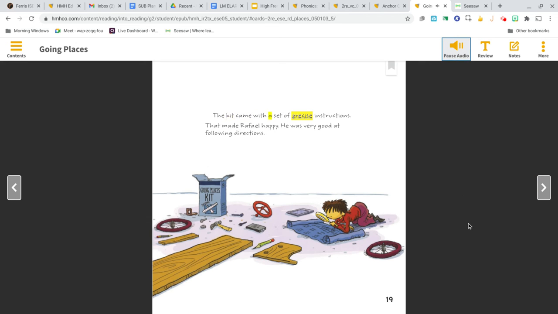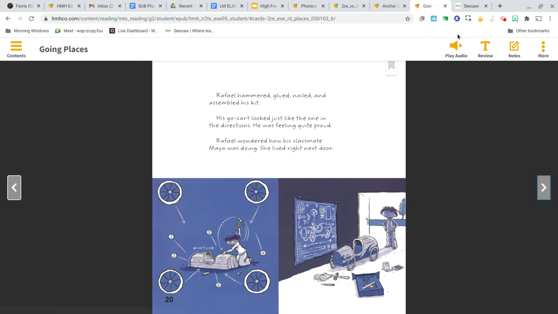The kit came with a set of precise instructions. That made Raphael happy. He was very good at following directions. Raphael hammered, glued, nailed, and assembled his kit. His go-kart looked just like the one in the directions. He was feeling quite proud. Raphael wondered how his classmate Maya was doing. She lived right next door.